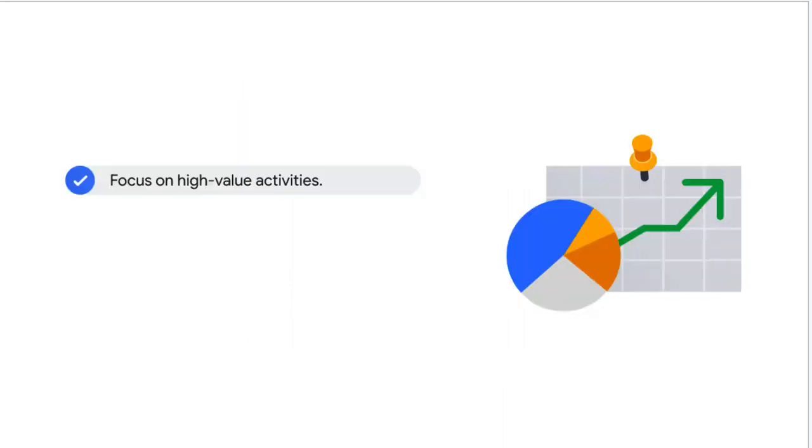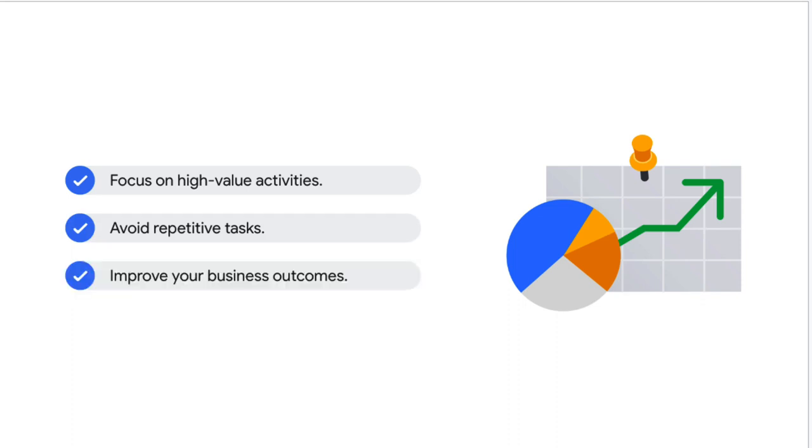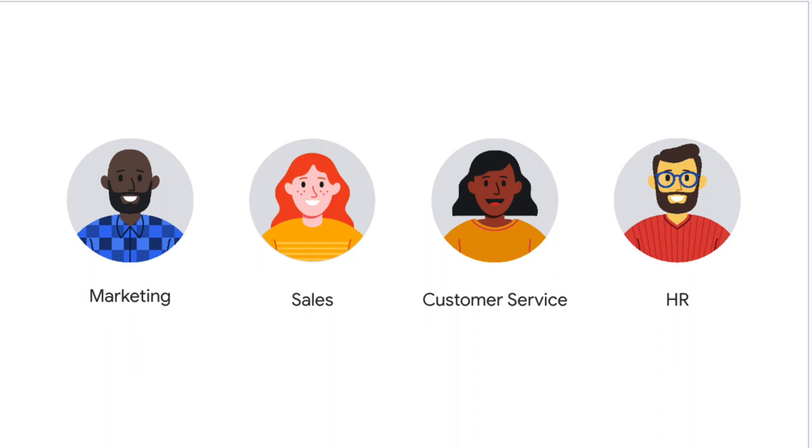Using Duet AI features can help you focus on high-value activities instead of repetitive tasks, which empowers you to improve your business outcomes. These tools can be useful for people in various roles in business units, like marketing, sales, customer service, and human resources, or HR.